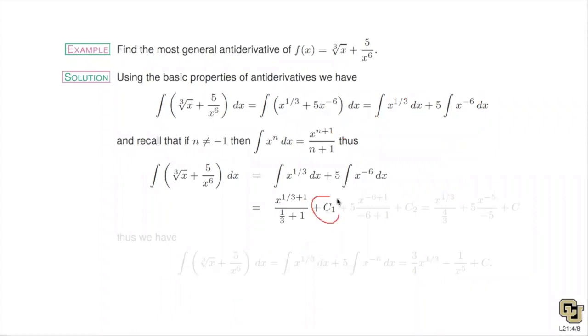And for this antiderivative, I got a constant of integration. So don't forget, when you do an antiderivative, you want to slap on a plus c. Here I called it plus c1. Why? Because I have two antiderivatives. When I do this second antiderivative here, I get a second constant of integration, which I'm calling c2.